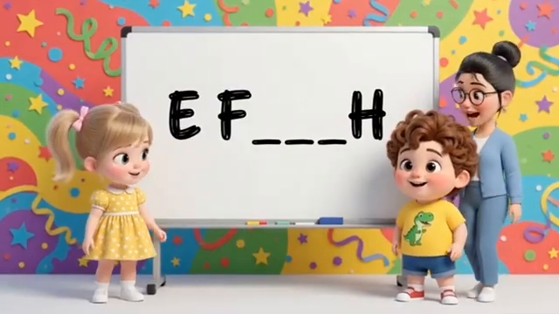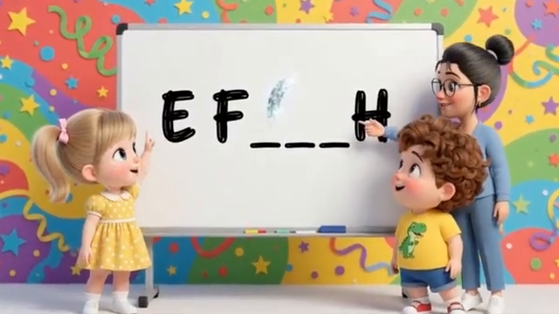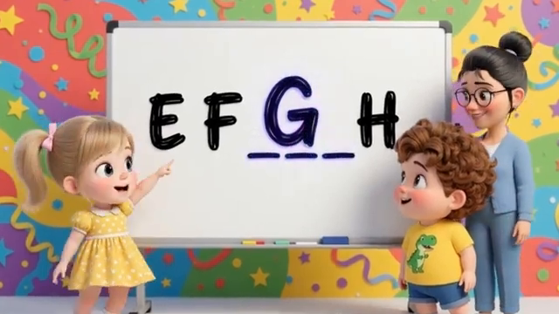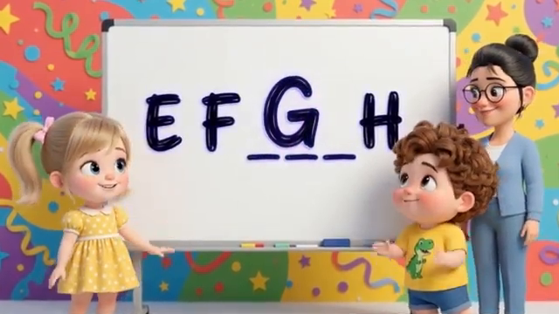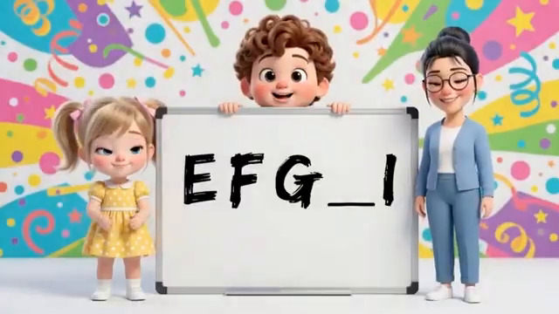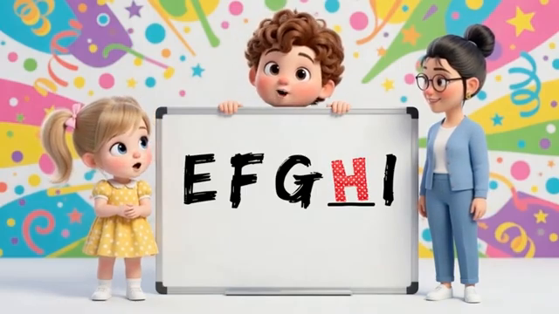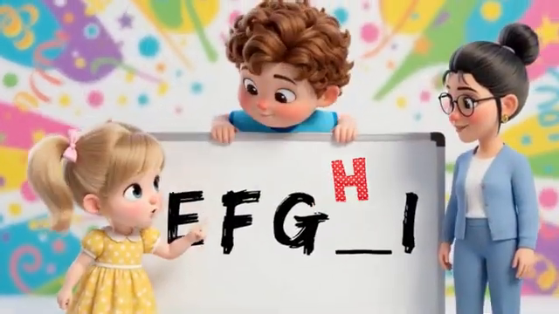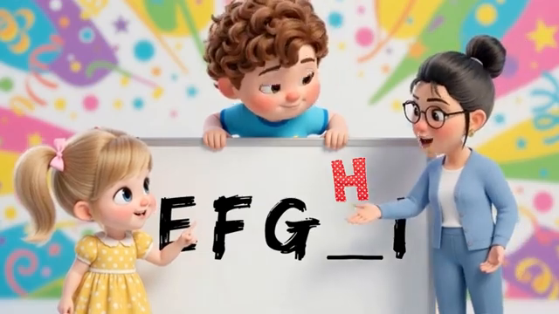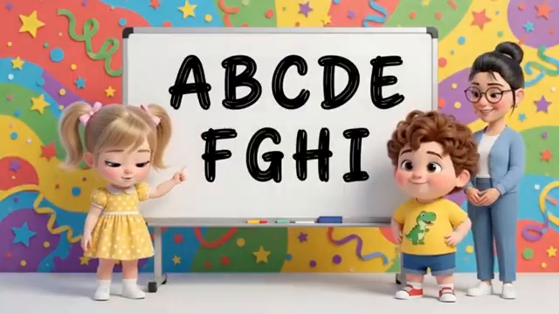Look at the board now. We have E, F. What comes in between F and H? Oh, I know. Here comes alphabet G. E, F, G, and I. Oh, I know. It's E, F, G, H, and I. So the missing letter is alphabet H. Yes, H. You got it, Ethan. That's right. Great job. Let's revise.